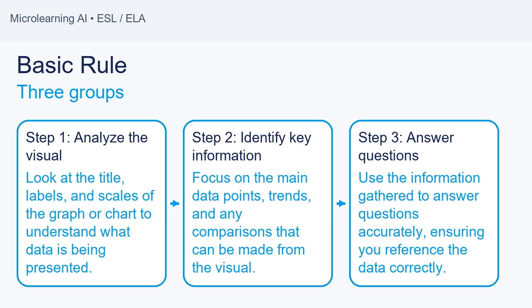Basic rule. Step 1. Analyze the visual. Look at the title, labels, and scales of the graph or chart to understand what data is being presented. Step 2. Identify key information. Focus on the main data points, trends, and any comparisons that can be made from the visual. Step 3. Answer questions. Use the information gathered to answer questions accurately, ensuring you reference the data correctly.